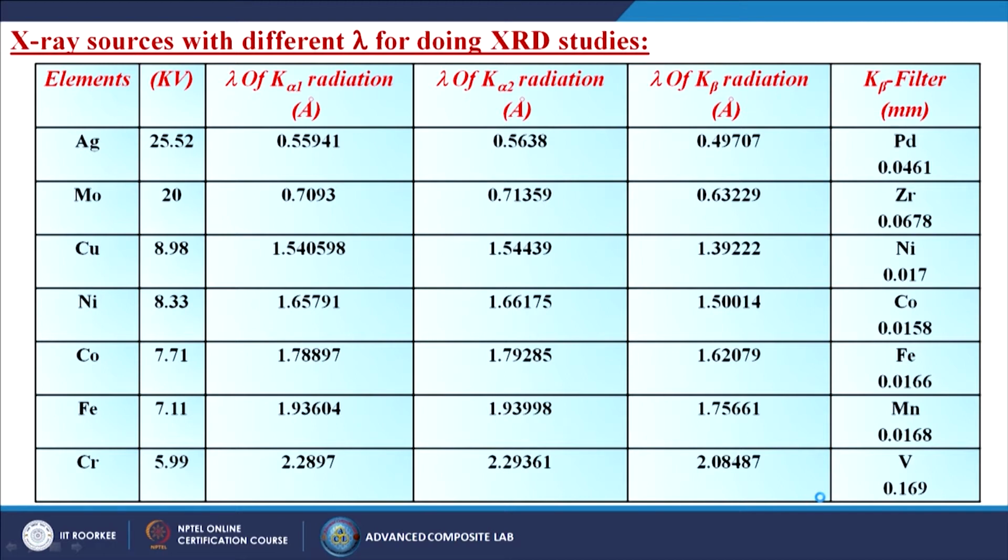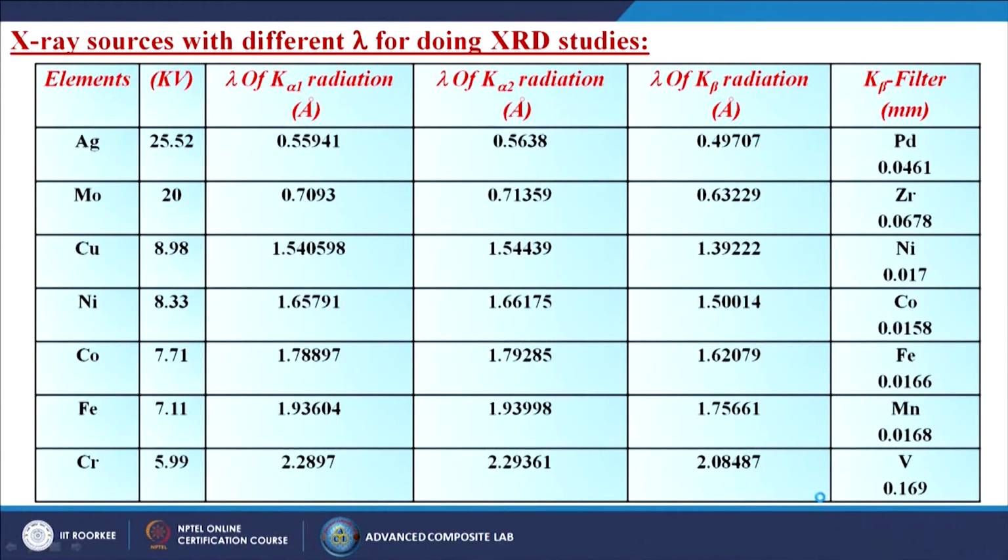Generally, we are using copper because it is widely used. Sometimes we use silver, molybdenum or maybe cobalt also. Here you can see the energy value and the lambda value for K alpha 1, K alpha 2, K beta and K beta filter, meaning after using the filter, the value we are subtracting from it.